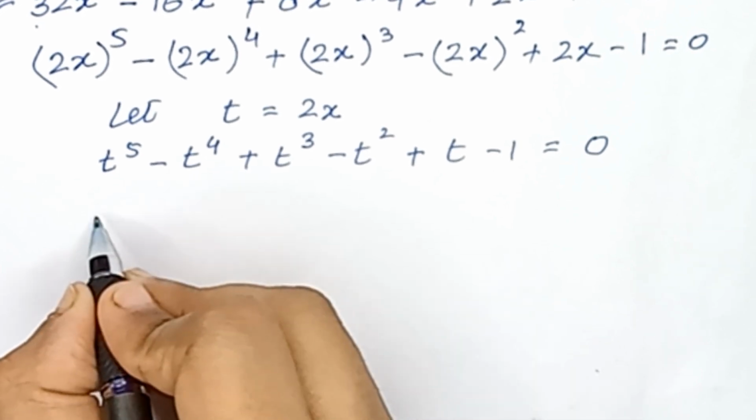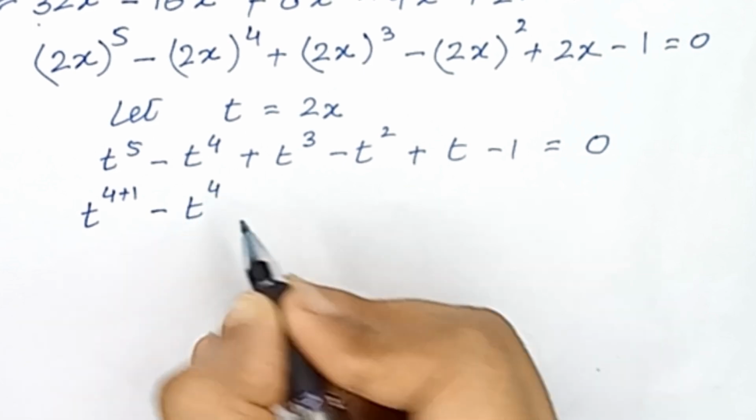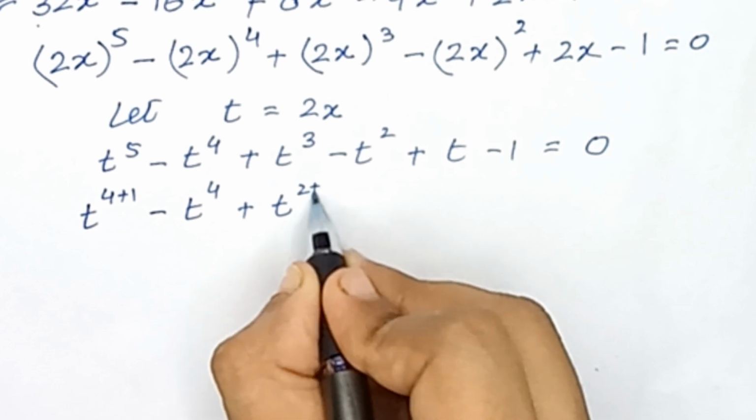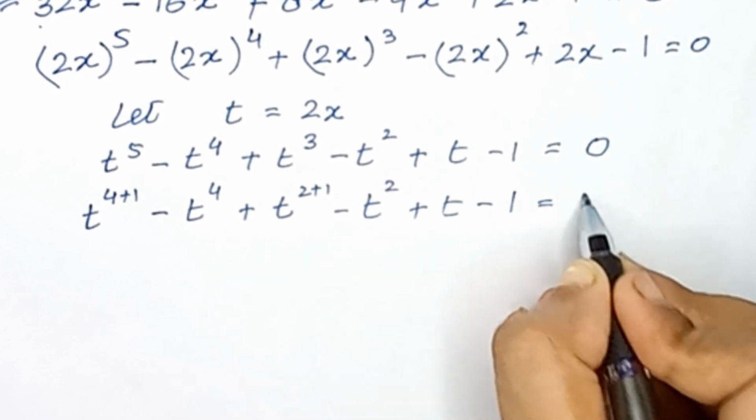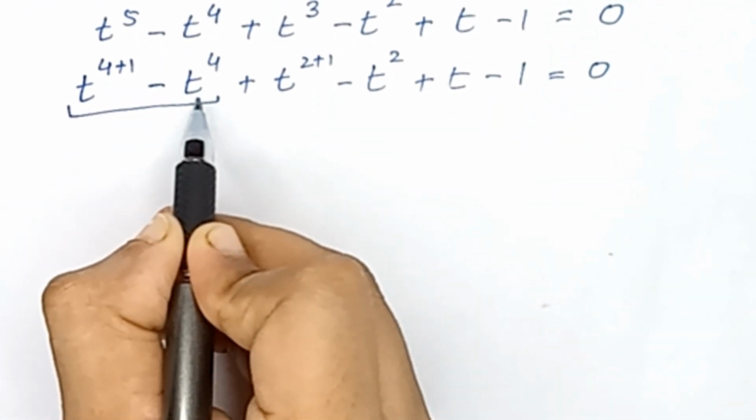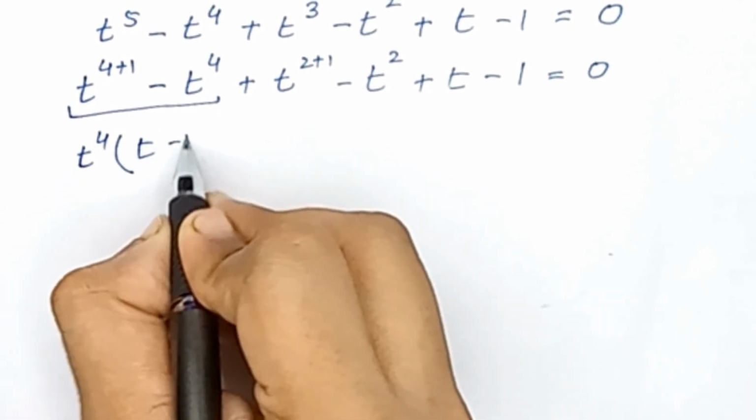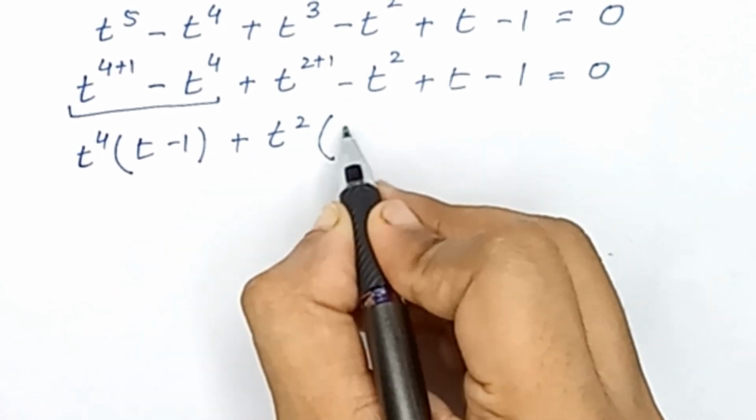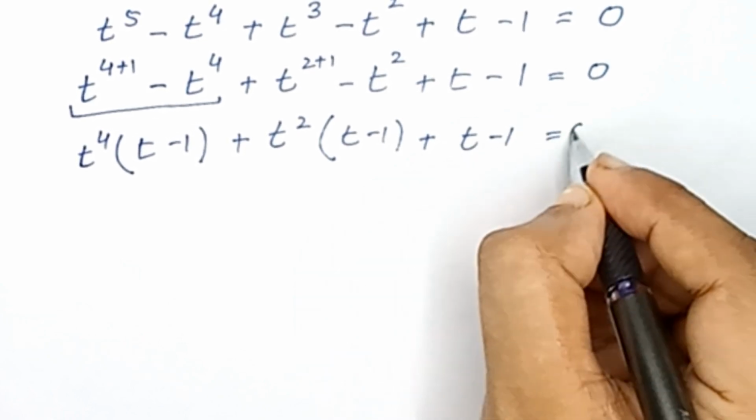Okay, so here we have power 5 and here we have power 4. So we can write t raised to the power 5 as t raised to the power 4 plus 1 minus t raised to the power 4. Similarly, here we have t raised to the power 3, which can be written as t raised to the power 2 plus 1, minus t raised to the power 2 plus t minus 1 is equal to 0. Now from these two terms, you can see that we have t raised to the power 4 as a common factor, so it will become t minus 1. Similarly, from these two terms, t raised to the power 2 is common, so it will become t minus 1, plus t minus 1 will be equal to 0.